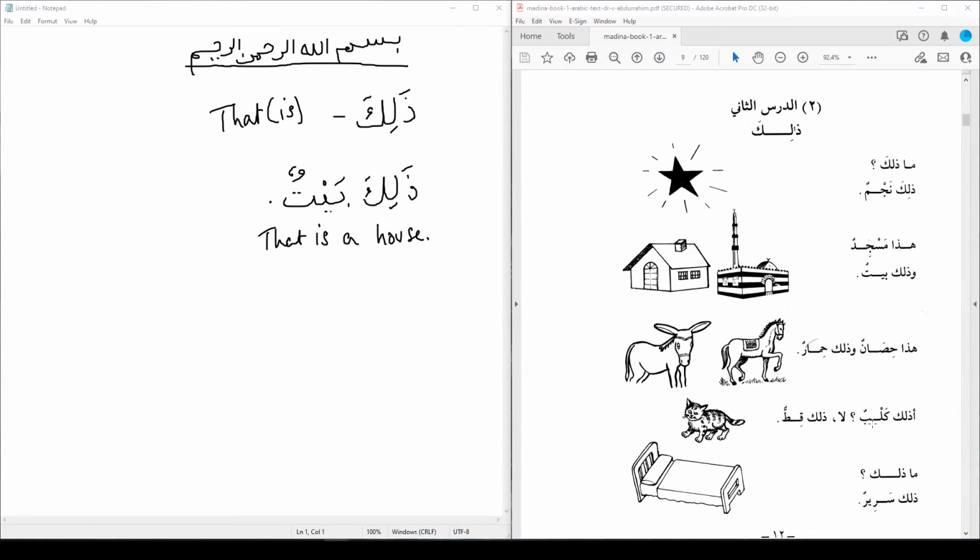أَذَلِكَ كَلْبٌ, is that a dog? لا, ذَلِكَ قِطٌ, no, that is a cat. ما ذَلِكَ, what is that? ذَلِكَ سَرِيرٌ, that is a bed.